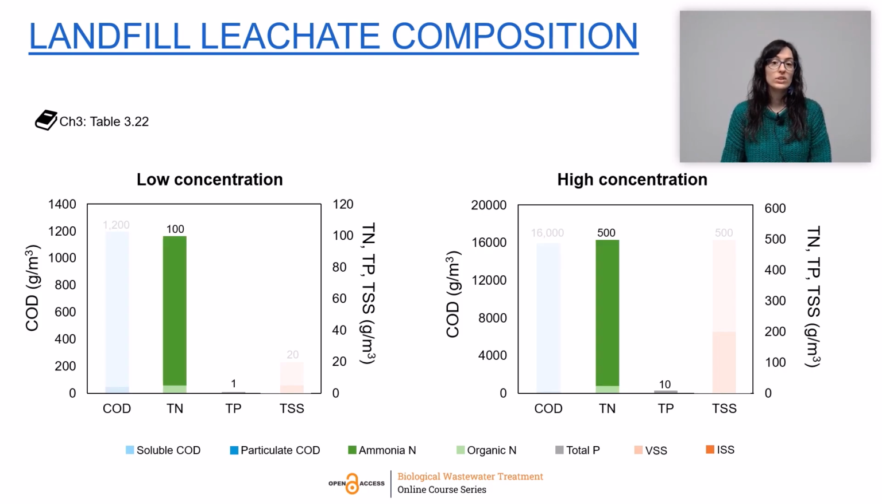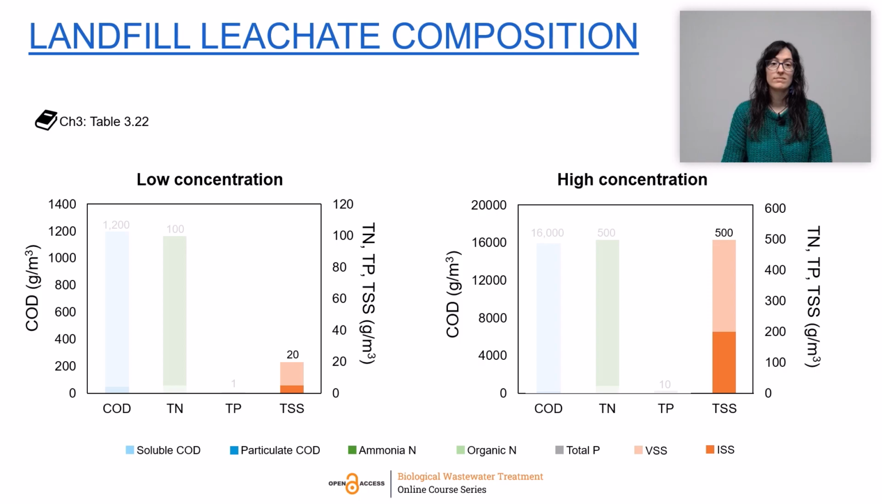If we look now at the nutrients concentrations, we can see that for total nitrogen, the concentrations can change between 1 and 500 grams per cubic meter, and most of it is in the form of ammonia, while only a small fraction is actually organic nitrogen. The phosphorus concentrations are in general quite low and can oscillate between 1 and 10 grams per cubic meter. The total suspended solids concentrations can change between 20 and 500 grams per cubic meter, and normally at least half of it is volatile suspended solids, while the rest could be inert.